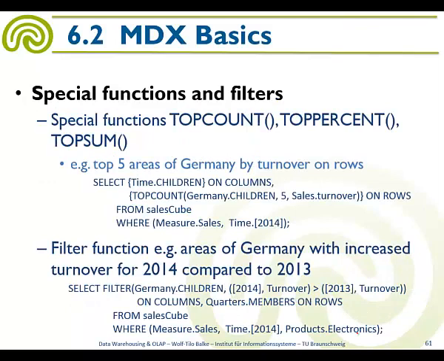Okay. Then you have some special functions and filters. So, for example, top count, top percent, or top sum can be used. You select the time children on columns, and the top count, Germany children, 5 sales turnover. That means you get the top 5 children of Germany. Children of Germany are the states, right? So the top 5 performing states in the rows, whatever they may be.